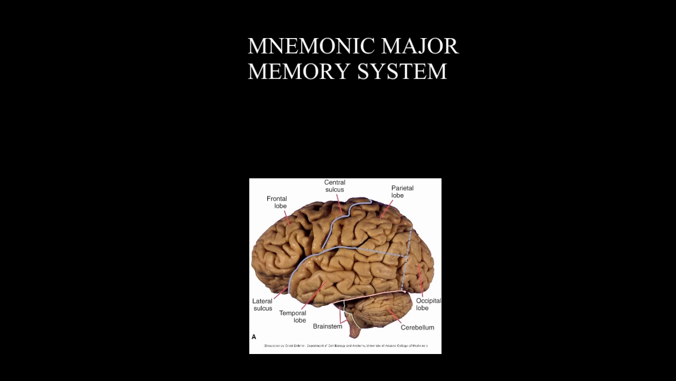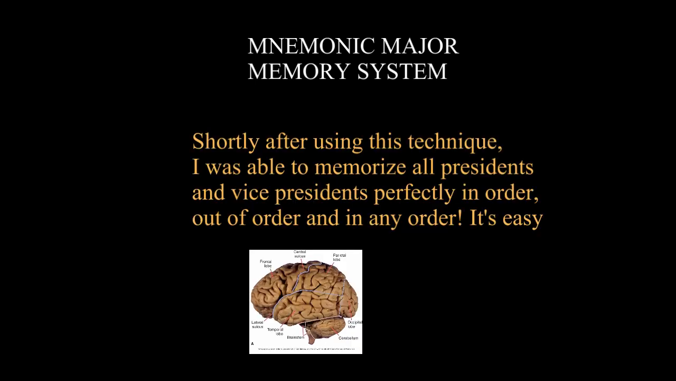Okay, the mnemonic major memory system is used to remember ordered lists of things where order is important as well as number. In other words, applying it to the presidents and their corresponding vice presidents, I can tell you who the 20th president was, and that was James A. Garfield, and who the corresponding vice president was relatively easy. That was Chester A. Arthur. I just picked that out of my head. I know everyone backwards and frontwards like that.